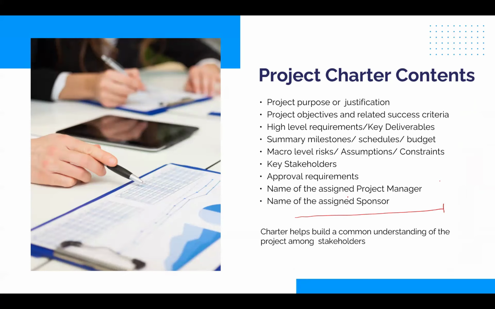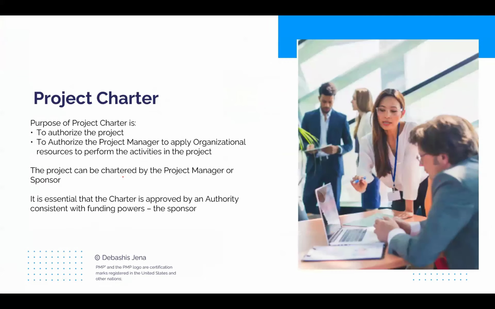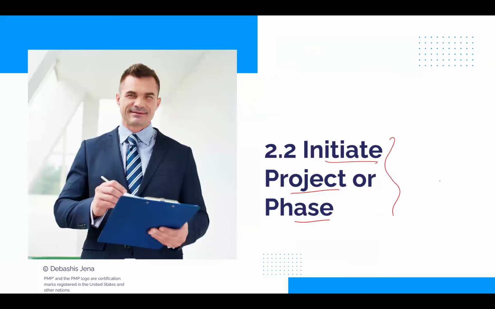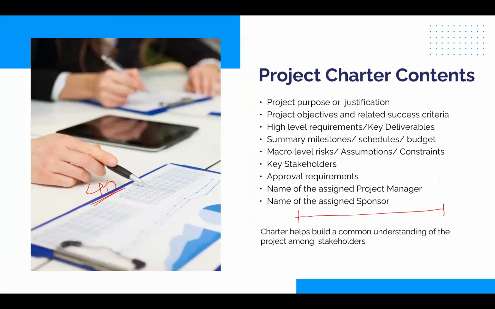Look, the charter is the first thing. This is process number 1. I told you in PMBOK there are 40 processes. Ask me which is the first one to be performed in a project. It is this. The name of the process is initiate project or phase, and the outcome of this process is a project charter. So the timing is here. The first thing you do in a project is prepare a charter, right at the beginning of the project. Now let's take a look at the contents next.